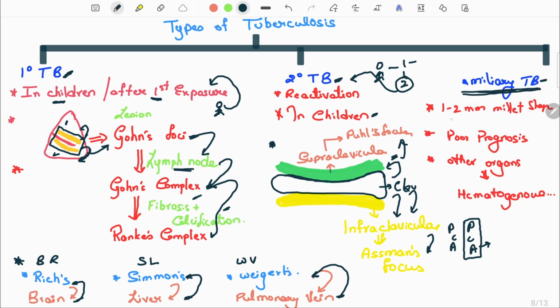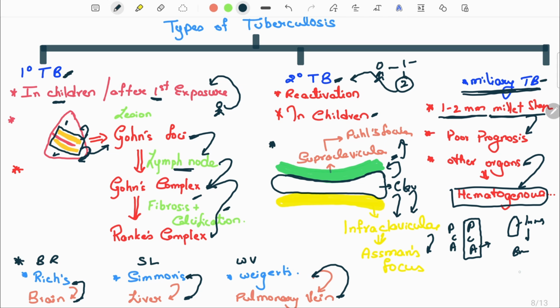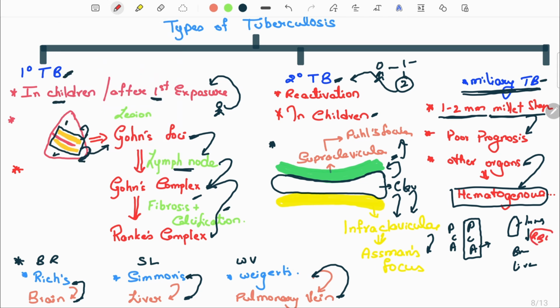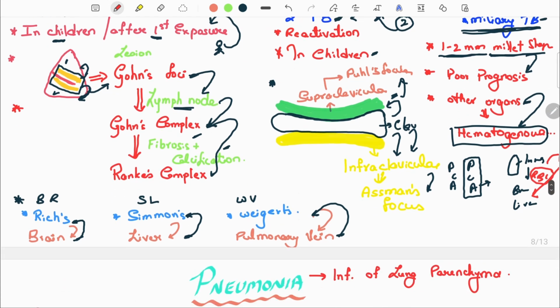The name itself is saying there will be 1 to 2 millimeter millet shaped nodules. So it is poor prognosis, and there will be involvement of other organs. The other organs will get involved because of the hematogenous route. Meaning the mycobacterium in the lung will reach other organs like brain, liver, anything through blood. Through blood, the disease is getting spread. So these are the 3 types one should know about tuberculosis.